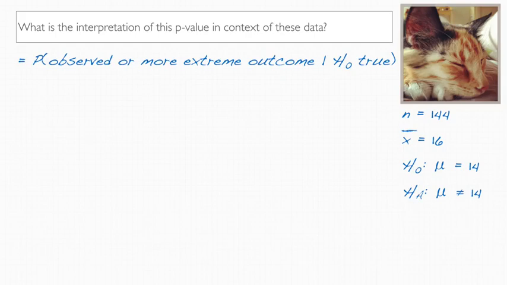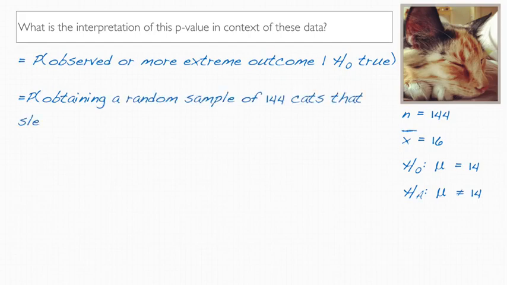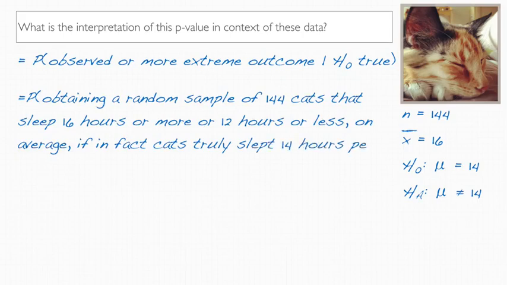So putting all of this together, this is the probability of obtaining a random sample of 144 cats that sleep 16 hours or more, or 12 hours or less on average, if in fact cats truly slept 14 hours per day on average. And we saw that the probability of this happening is 0.0836, so roughly 8%. According to some of the guidelines we've been using so far, that would actually be considered kind of high.